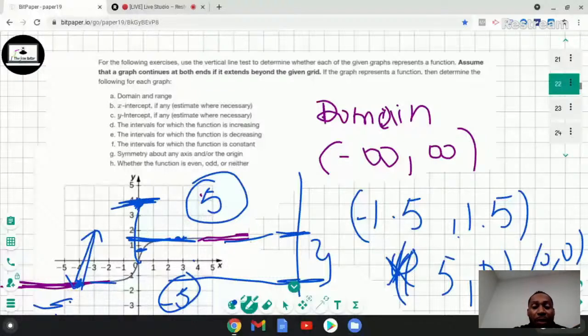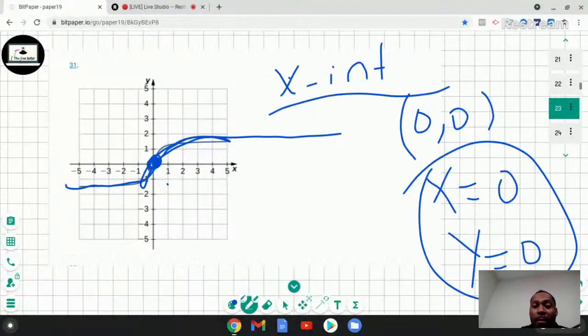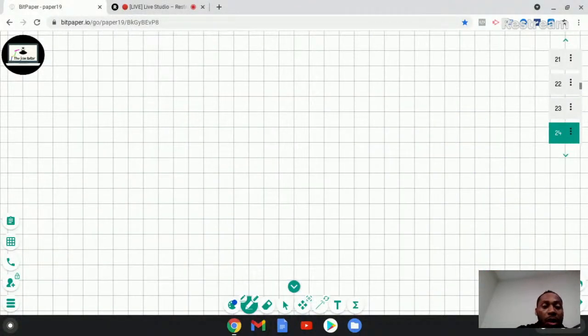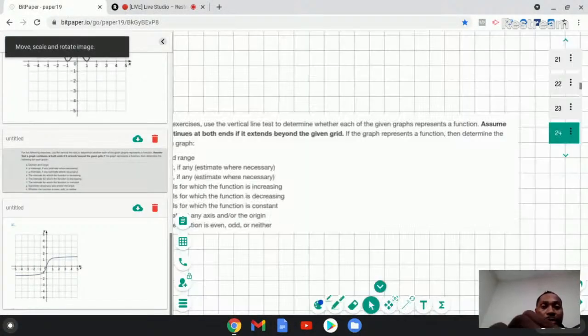So let's put the graph back in, and we're going to do that many times so that way we don't mess up the work that we've done.